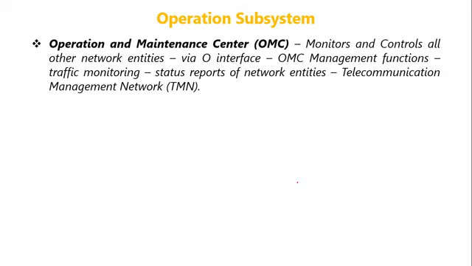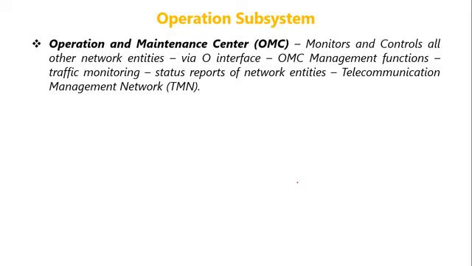The OMC, that is the Operation and Maintenance Center, monitors and controls all other network entities via the O interface. So this is the one which controls all the network entities, that is, all the network subsystem. All network entities come in the network subsystem, right? So that is controlled by the OMC, the Operation and Maintenance Center.